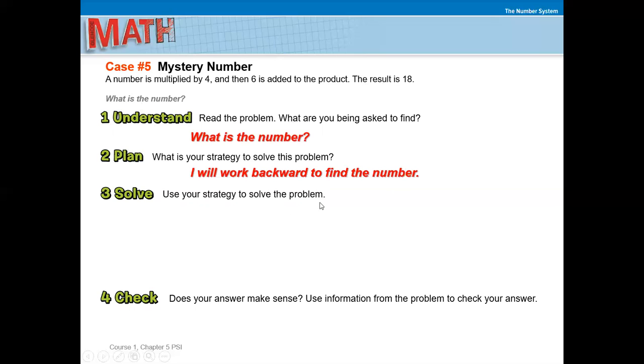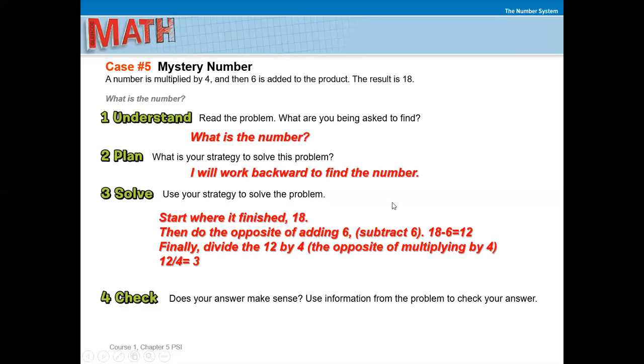Solve it. Use your strategy to solve the problem. Start where it finished, 18. Then do the opposite of adding 6. So I subtract 6. 18 minus 6 is 12. Finally, divide the 12 by 4, the opposite of multiplying by 4. 12 divided by 4 equals 3. So the mystery number is 3.